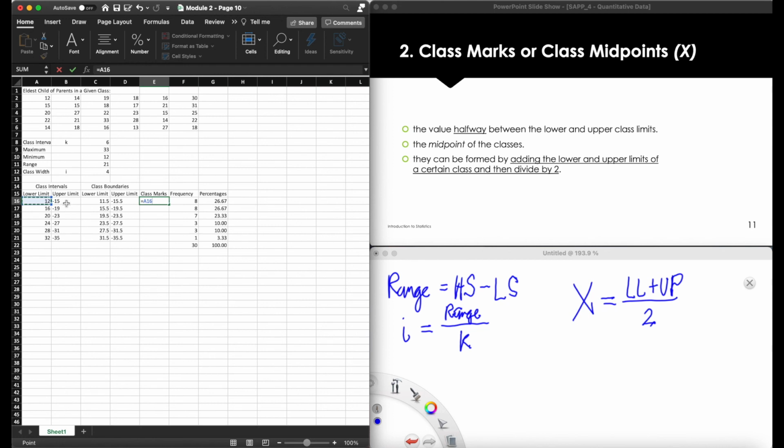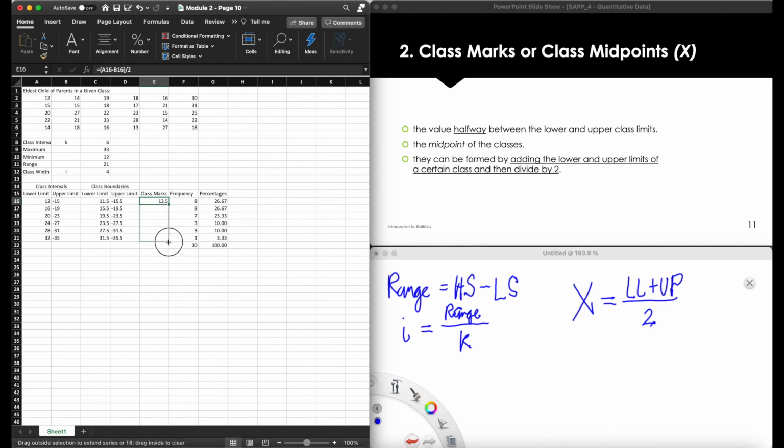It should be plus, right? It should be plus, but this is read as negative, so I'm just going to put minus. Okay, it's still going to be the same. So we know that we need to add them. So let's put them in parentheses by the PEMDAS rule and then divided by 2. And then we have 13.5 as our class mark for the first row.